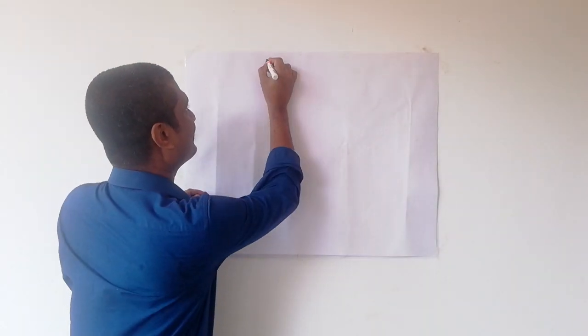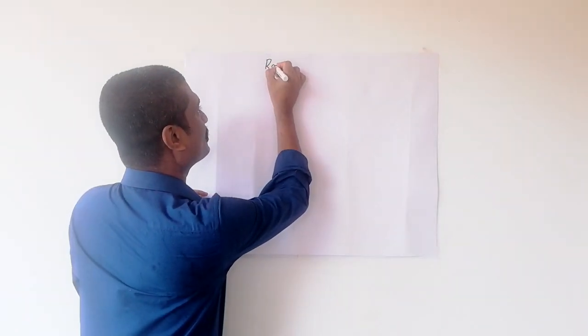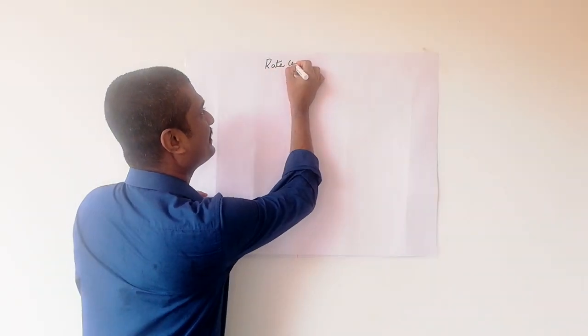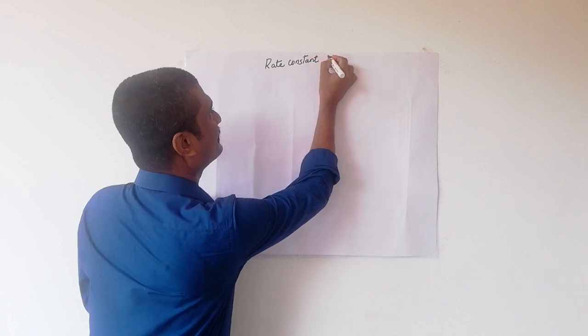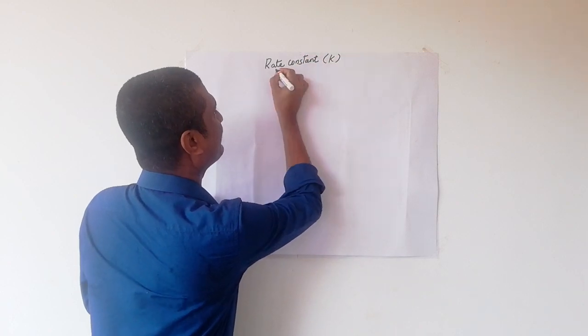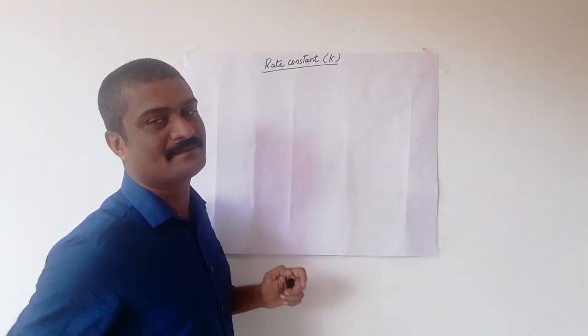Hello students, today I am going to discuss the rate constant of a chemical reaction, its characteristics and the units of rate constant. Okay, please listen. Rate constant of a reaction is also known as specific reaction rate. Its symbol is K.